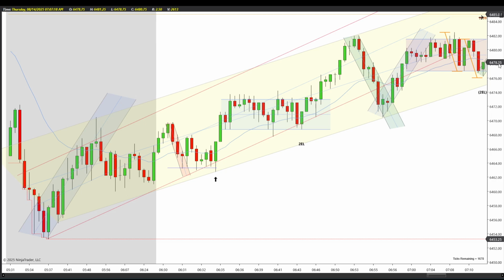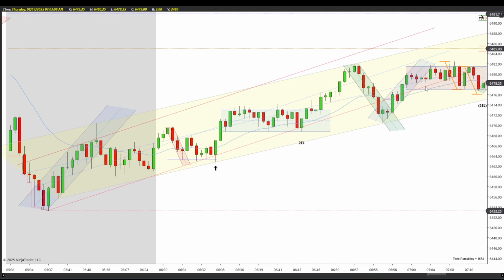This push up, I wasn't really sure if this is valid anymore because it had a break and it's looking to move sideways. So I'm going to go ahead and delete this for now just for clarity.